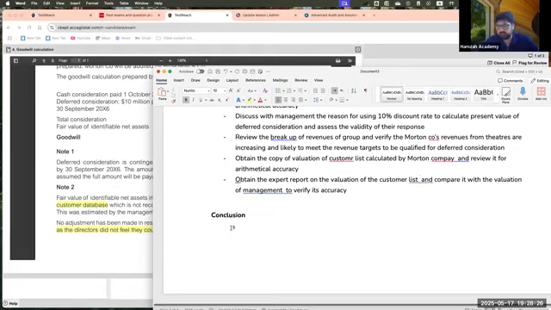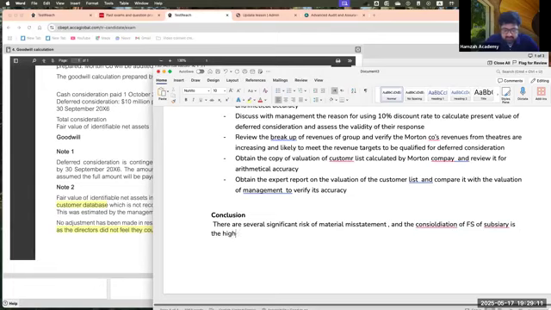So, now, where we have to discuss the things. There are several significant risks of material misstatement. Now, what is the misstatement? Now, what is the highest? Now, I will be discussing conclusion only. And the consolidation of financial statements of subsidiary is the highest due to possible lack of experience of management.